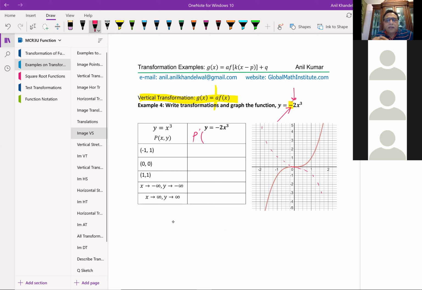Since we are not doing anything as far as the translation of x goes, the x values remain exactly the same. However, the y values will become the negative of the previous y value multiplied by 2. So negative 2y will be your y values, and plotting those y values will give exactly this cubic function.